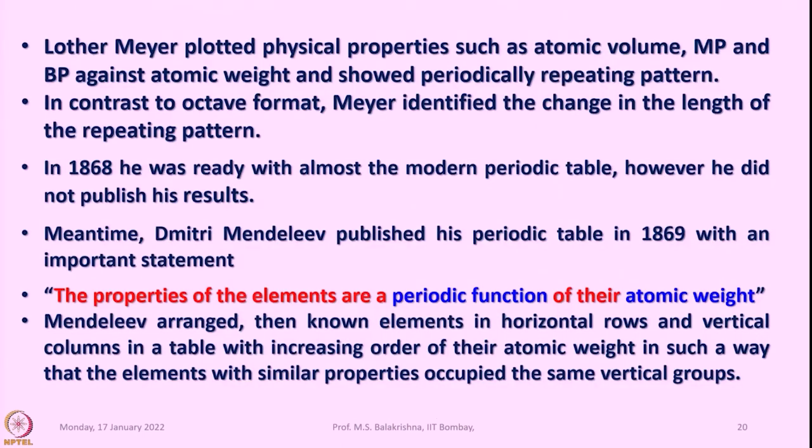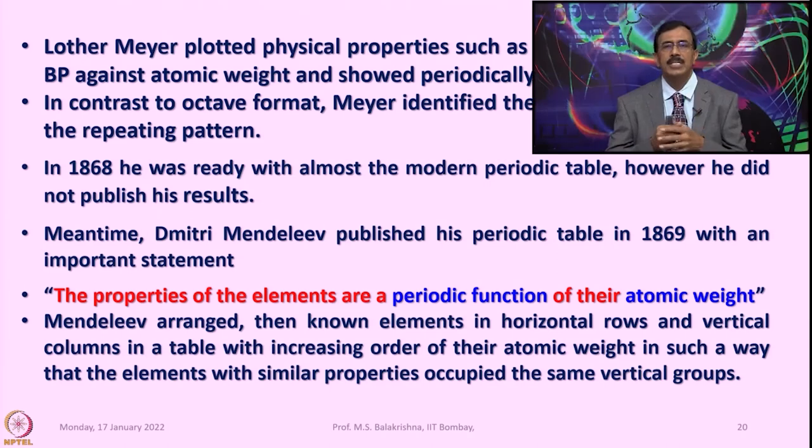So, what Lothar Meyer did was, he plotted physical properties such as atomic volume, melting point and boiling point against atomic weight and showed a periodically repeating pattern. And in contrast to Newland's octave format, Meyer identified the change in the length of the repeating pattern. In 1868, he was almost ready with the modern periodic table. However, he did not publish his result.